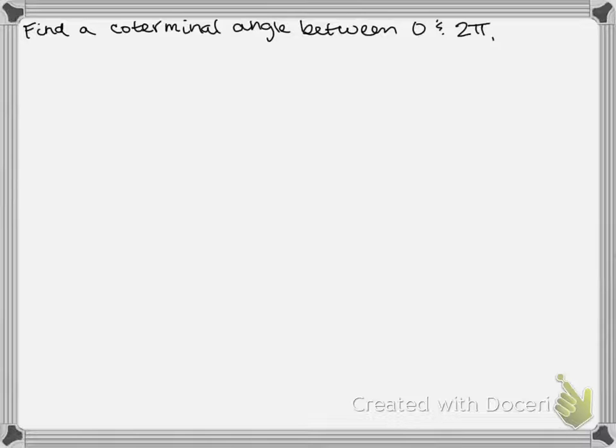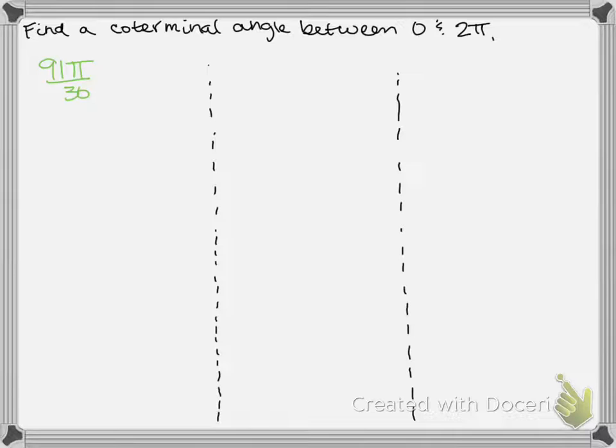Find a coterminal angle between 0 and 2 pi. Remember coterminal angles. To find coterminal angles, you add or subtract 360 or 2 pi until you get your answer. All right, I have 91 pi over 30. And they want my answer to be between 0 and 2 pi. So I'm at 91 pi over 30, so I'm going to subtract 2 pi. 91 pi over 30 minus 2 pi, and that equals 31 pi over 30.